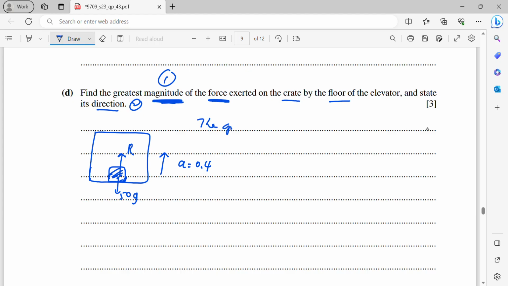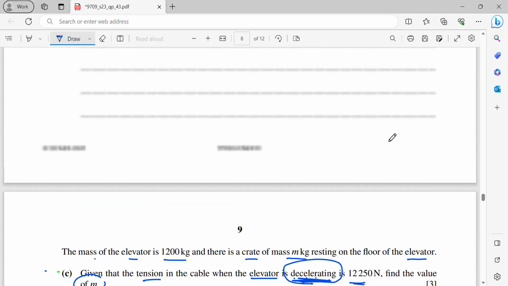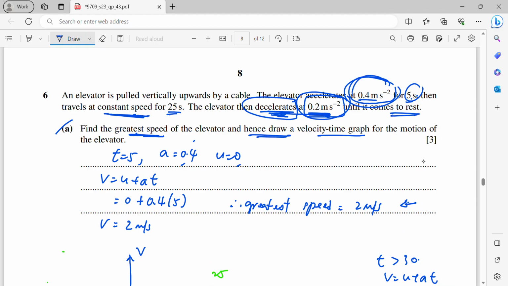So the greatest force exerted on the crate by the floor of the elevator exists when the elevator is accelerating. That's why I'm taking a equals to 0.4 because it's given in the question here.